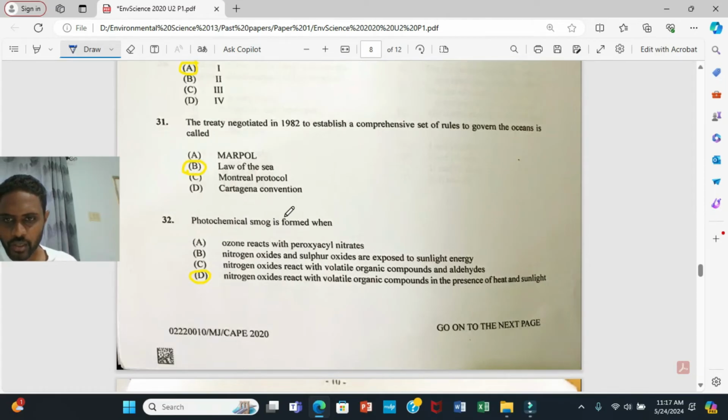Number 32, photochemical smog is formed when nitrogen oxide reacts with volatile organic compounds in the presence of heat and light. Of course, guys, this normally reacts. At the end of the day, they always react with sunlight. So that's one of the key things you have to look for in getting your answer. So nitrogen oxide and volatile organic compounds react, and they react in the presence of light. This one is close. B is close, but don't be distracted. Reaction in B is the best answer.